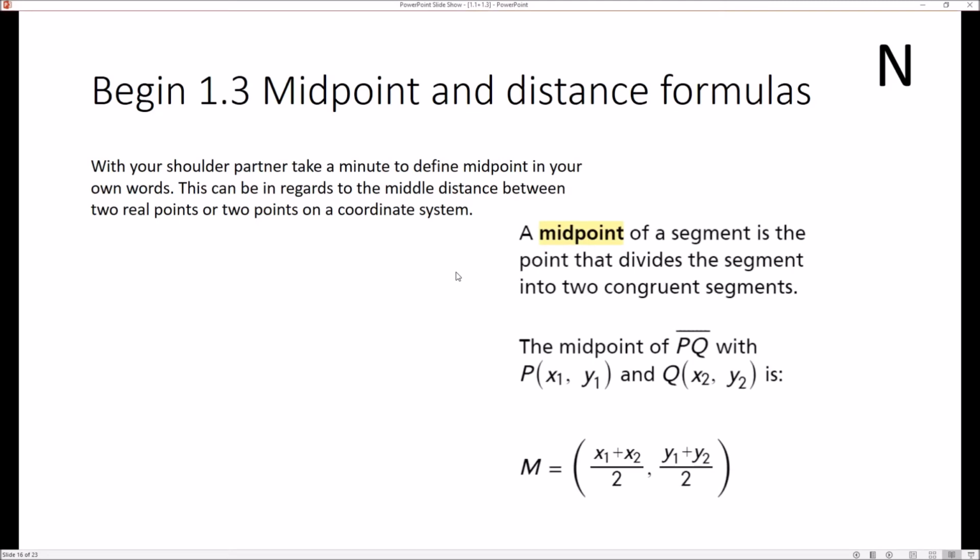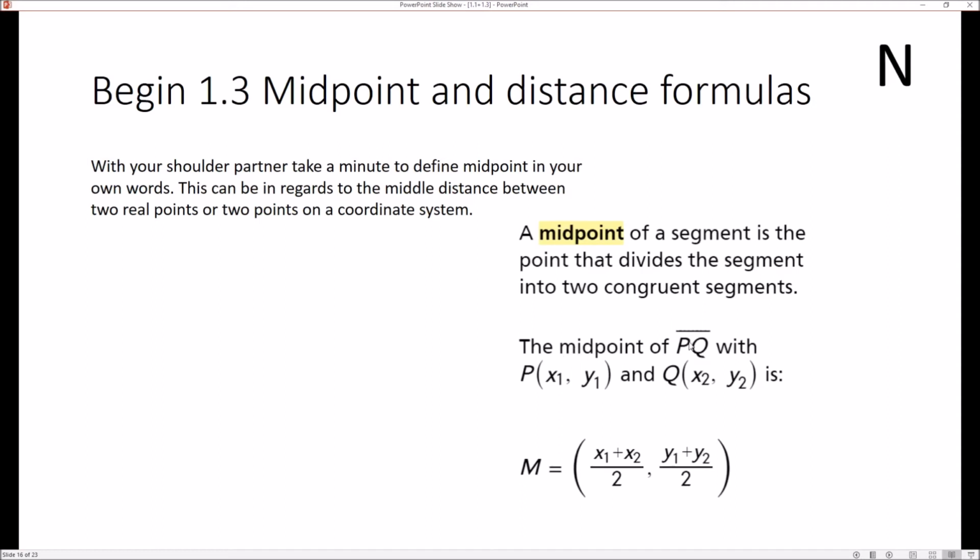So here's the formula for midpoint. A midpoint of a segment is the point that divides the segment into two congruent sides. I said midpoint is just the center of a line, but to be more precise, you would say into two congruent segments, because two congruent segments that are collinear have to divide the piece equally.